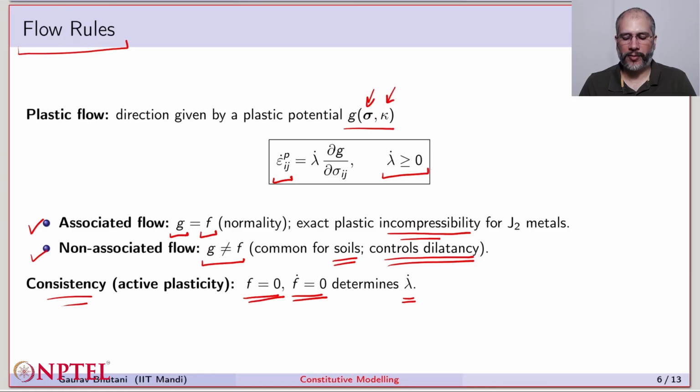So the main takeaway from this slide is that there are associated flow models or rules and non-associated flow rules, and the major difference between them is whether the material is incompressible like in metals, or whether the material volume can change along with plastic flow, that is more common for granular materials like soil.